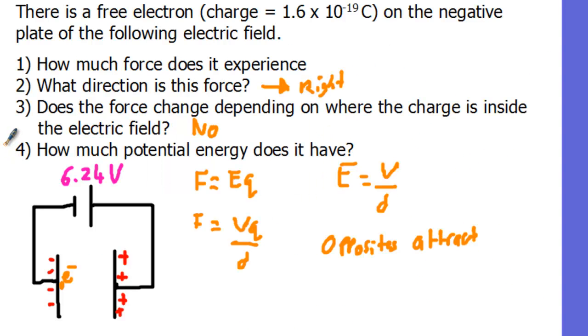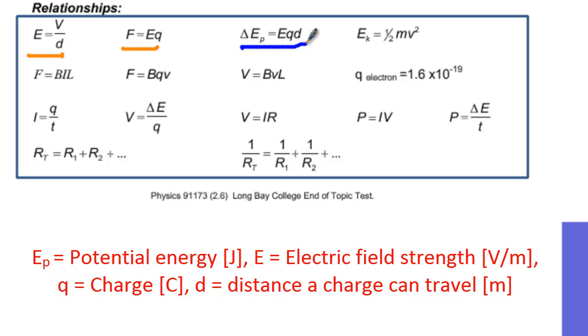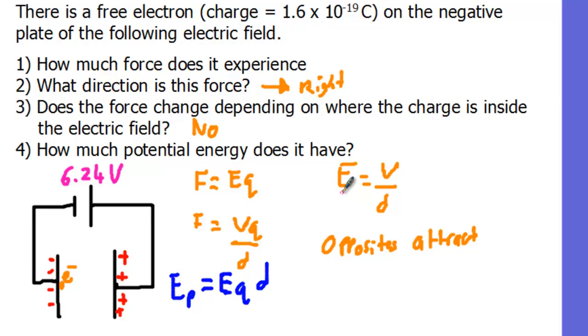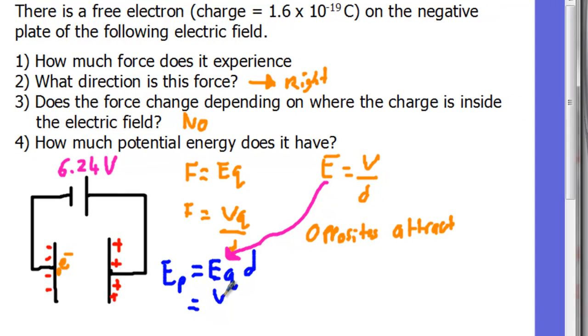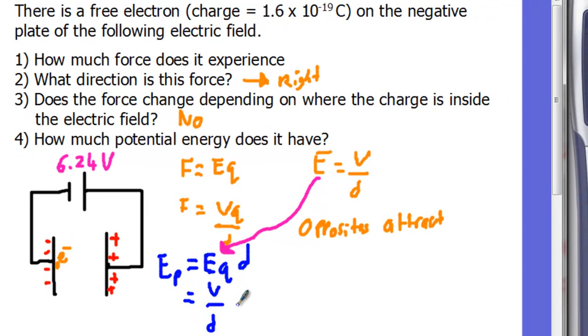How much potential energy does this little electron have sitting on the negative plate, if it wants to go all the way over to the positive plate? Our formula sheet here says energy equals the electric field strength times the charge times the distance. Now, if I bring this E from up there and replace it with this E over here, because that E is electric field strength and the E is electric field strength, I get volts divided by distance times charge times distance equals the electrical potential energy that my little electron has over here.